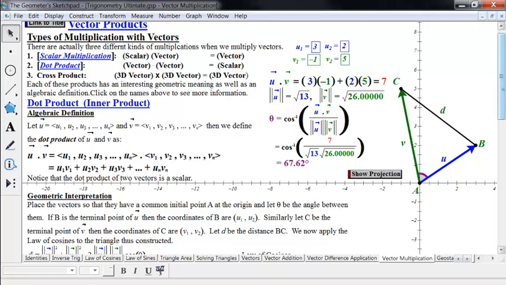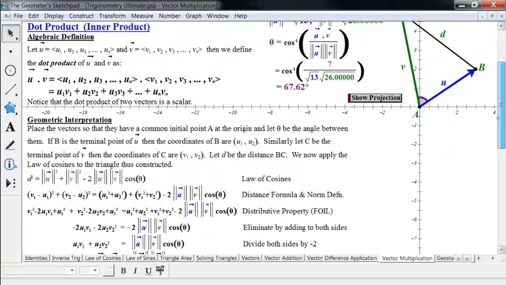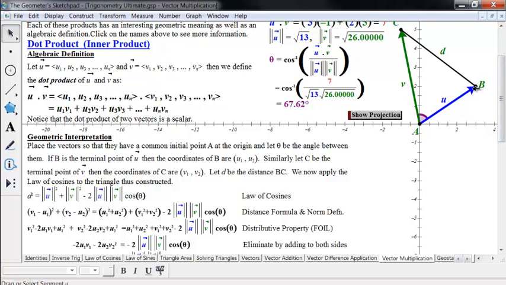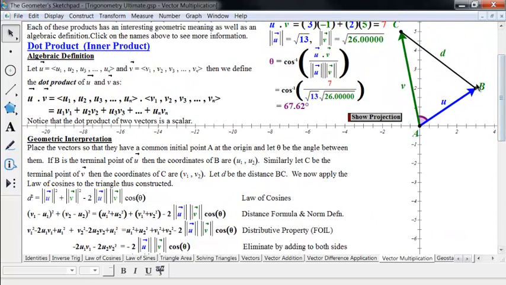Alright, so just use the distance formula to compute the distance from point B to point C, and then let's work that out. We can also, at the same time, use the law of cosines.